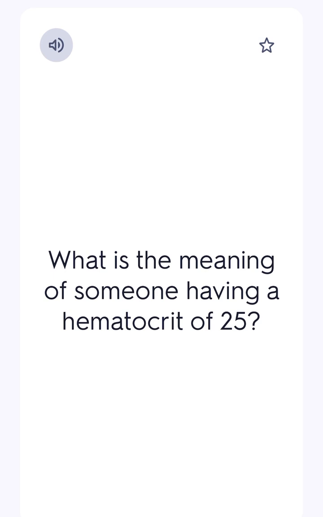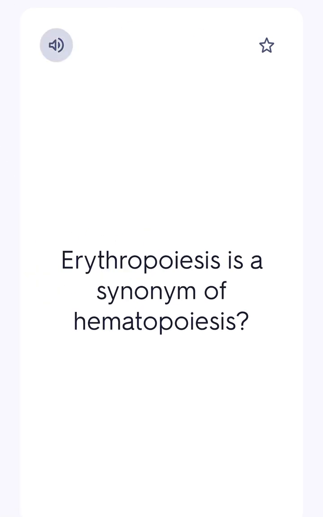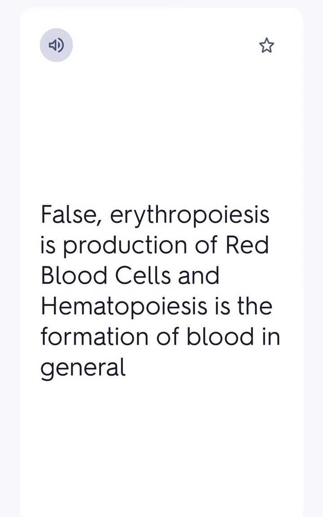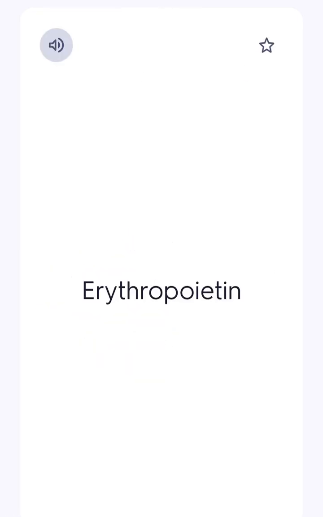What is the meaning of someone having a hematocrit of 25? It means that for every 100 milliliters of blood, only 25 milliliters is formed elements. Erythropoiesis is a synonym of hematopoiesis? False. Erythropoiesis is production of red blood cells and hematopoiesis is the formation of blood in general. What is the main stimulation factor for erythrocyte production? Erythropoietin.